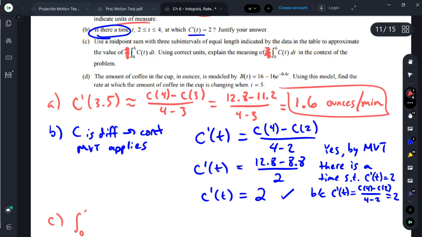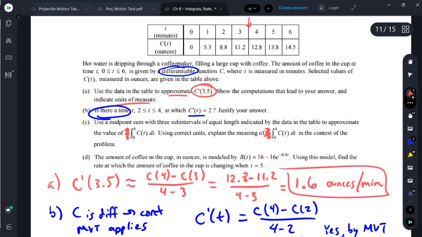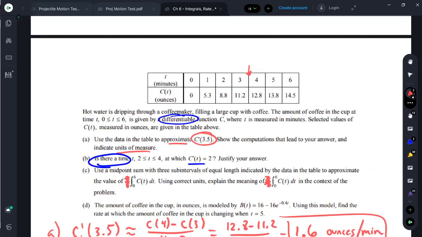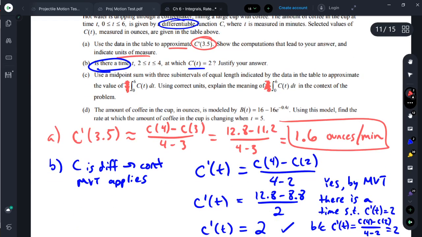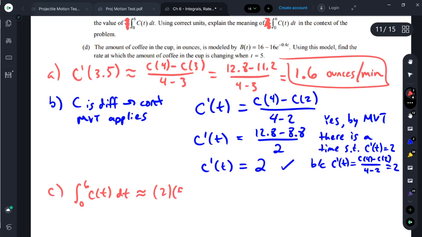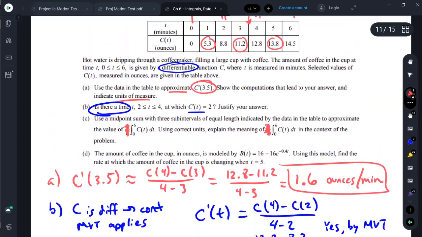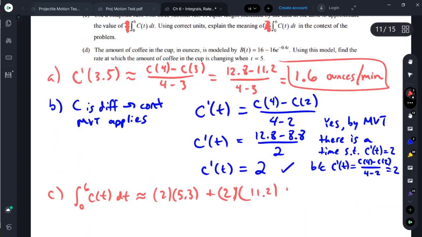So our integral from 0 to 6 of C of t dt will be approximately, and then we want to have 3 subintervals and a midpoint. So this is 1, 2, 3. That's 2, that's also 2, and that's also 2. And our middles, right, so it's going to be 2 times 5.3 plus 2 times 11.2 plus 2 times 13.8, and we'll use our calculator to get that answer. And we're going to get 60.6.